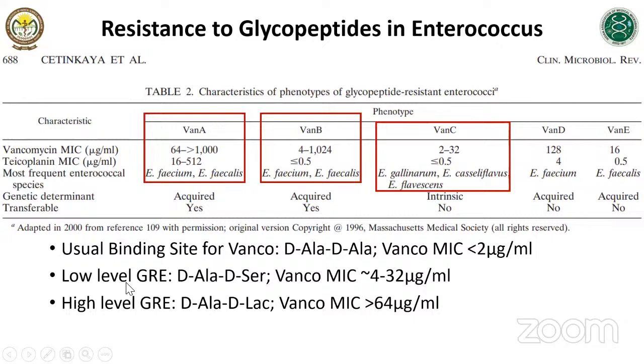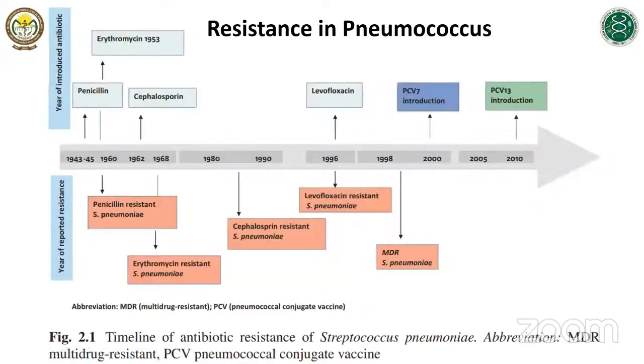In case of low-level glycopeptide resistant enterococci, GRE meaning glycopeptide resistant enterococci, the D-alanine, D-serine combination is there because of the mutation, and this causes the vancomycin MIC to increase to between 4 and 32 microgram per ml. But in case of high-level glycopeptide resistant enterococcus, what we commonly see in the VRE, we have the D-alanine and D-lactate replacement, in which the vancomycin MICs are even higher.